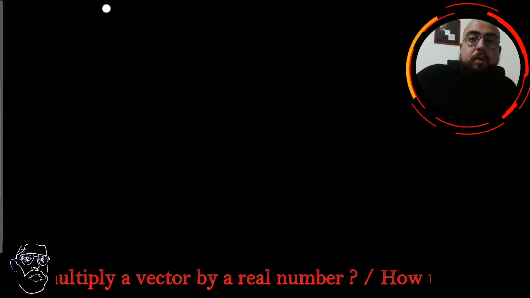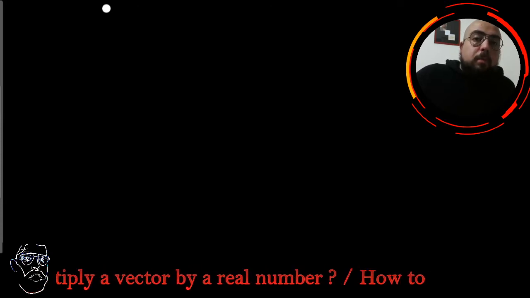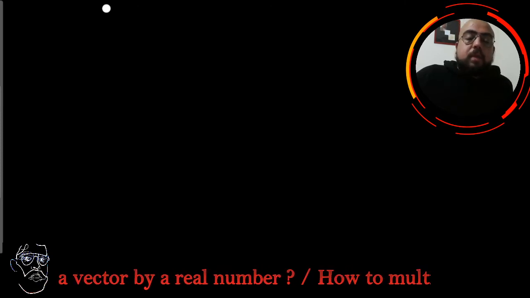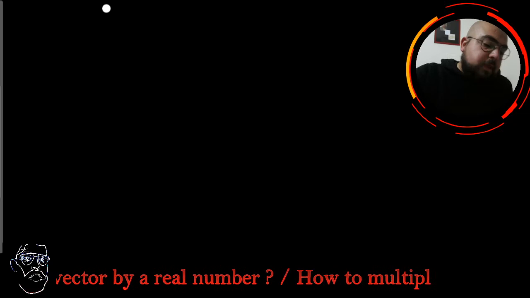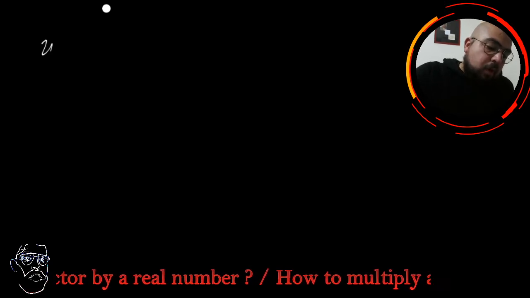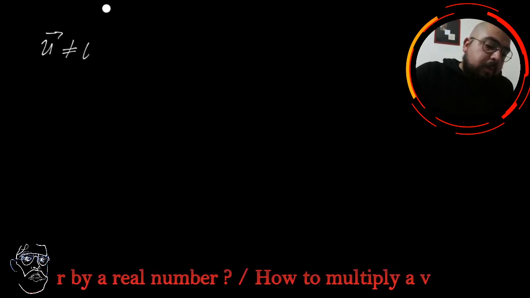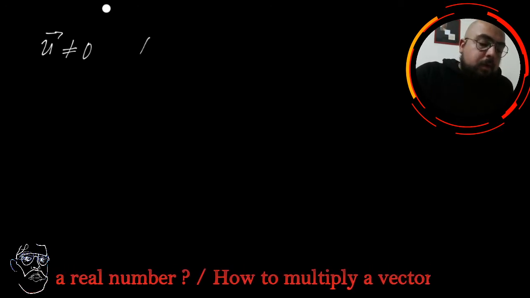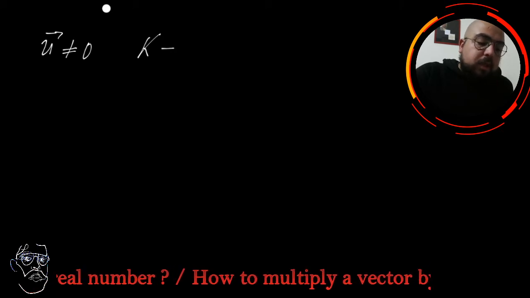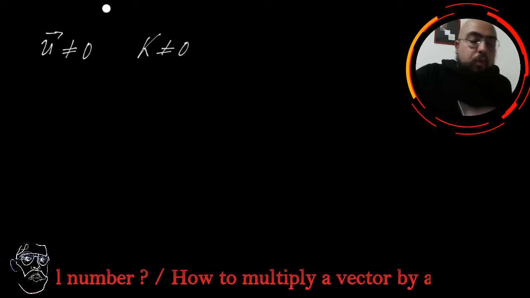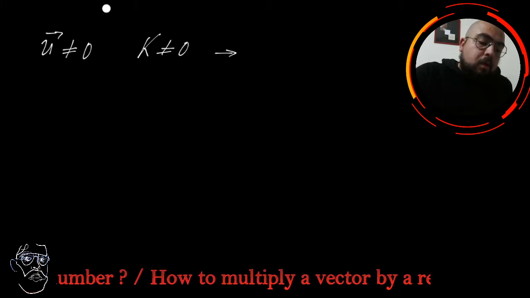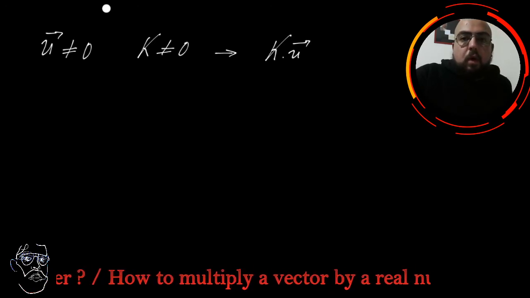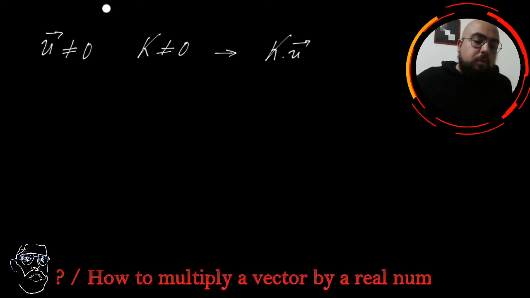Today I'm going to talk about how we are supposed to multiply a vector by a real number. Let's start. Let's say we have a certain vector u, which is different than 0, and I'm going to multiply it by a certain real number, let's say k, which is again different than 0. So we will obtain k times u. What do we mean by k times u?